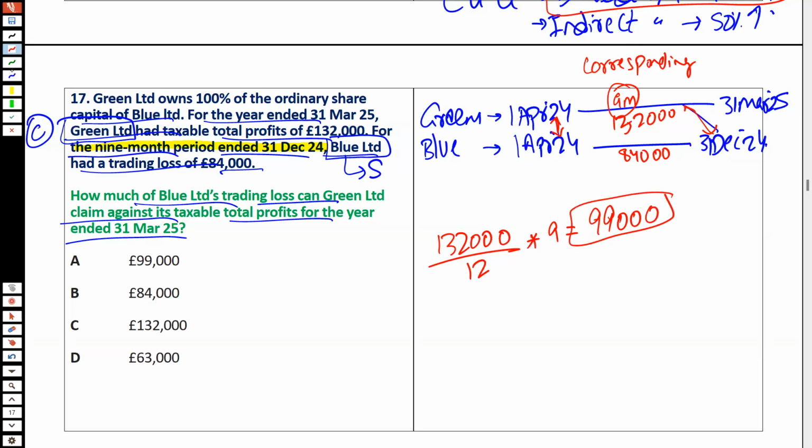But what is the available loss? The available loss is basically 84,000. Hence, the correct answer is option B, i.e. Green Limited cannot claim more than 84,000.